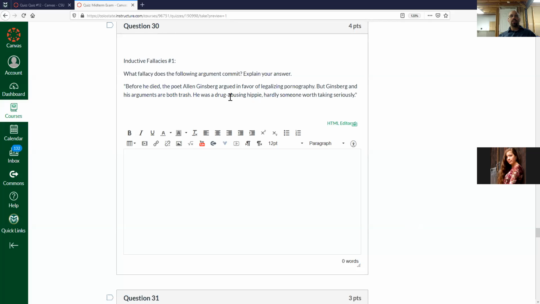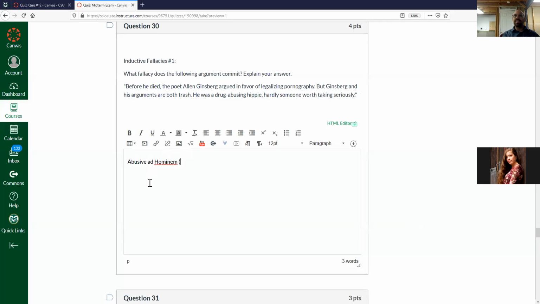What fallacy does this argument commit? Before he died, the poet Allen Ginsberg argued in favor of legalizing pornography. But Ginsberg and his argument are both trash. He was a drug-abusing hippie, hardly someone worth taking seriously. This is some kind of ad hominem. In this case, this seems pretty clearly to be an abusive ad hominem.